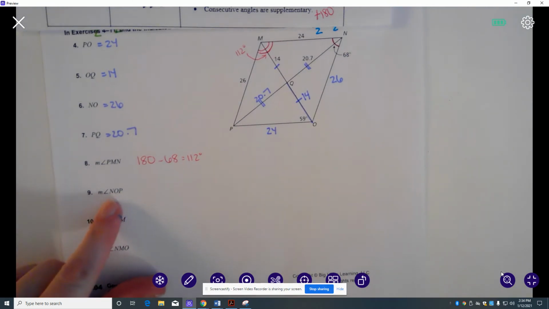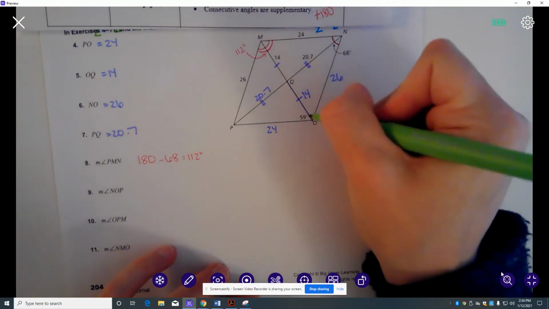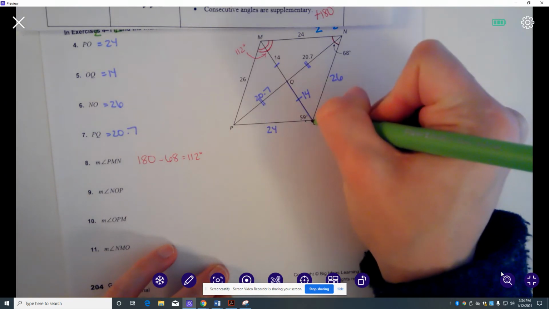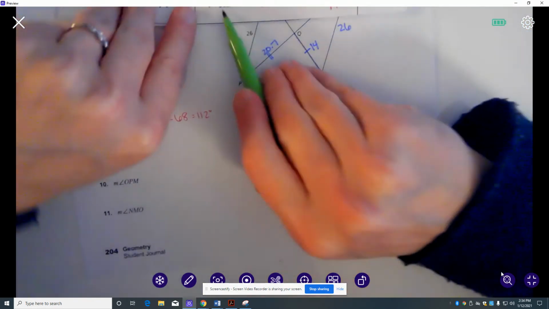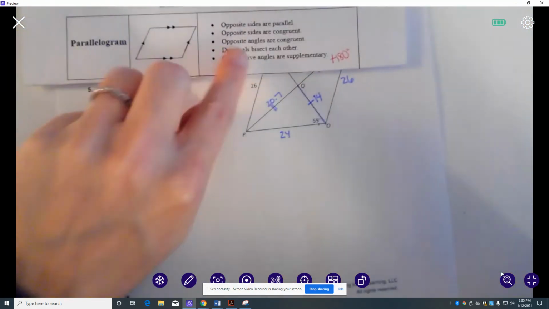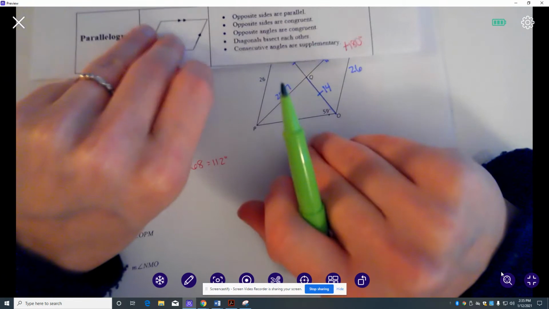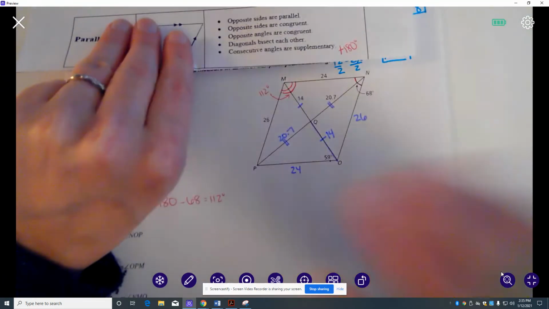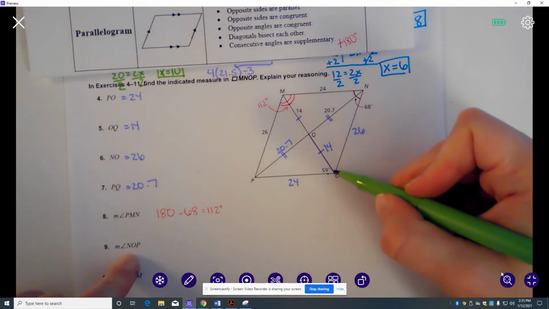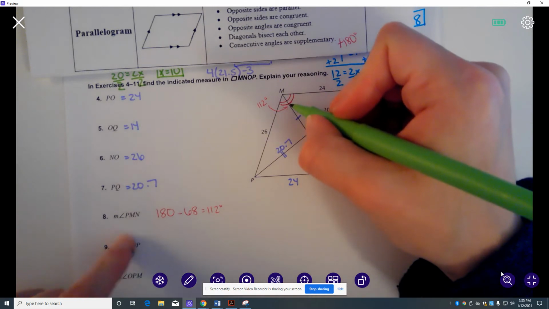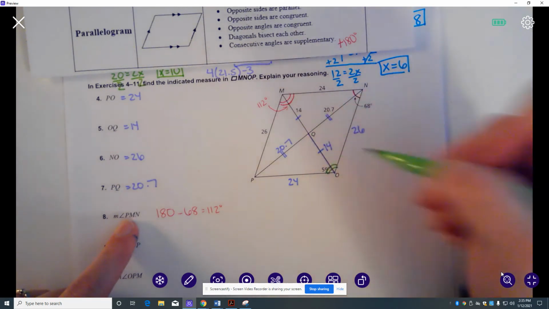All right, let's find the measure of angle NOP. That is this angle here. Notice that one of my properties in a parallelogram is that opposite angles are congruent. So angles in a parallelogram that are opposite each other have the same measure. So angle NOP is opposite the angle we just found, angle PMN, which means these two angles have the same measure.